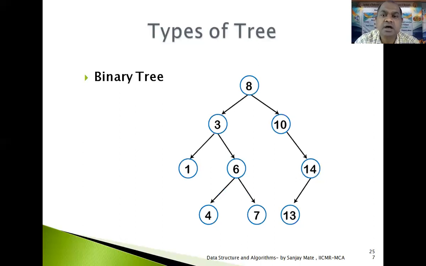Yes, this is the important topic, that is the binary tree. In a binary tree, each node has two children, or one child, or zero children. It means a maximum of two children and a minimum of zero children. If a tree follows this property, then we call it a binary tree. Binary means two: maximum two children, minimum zero children.